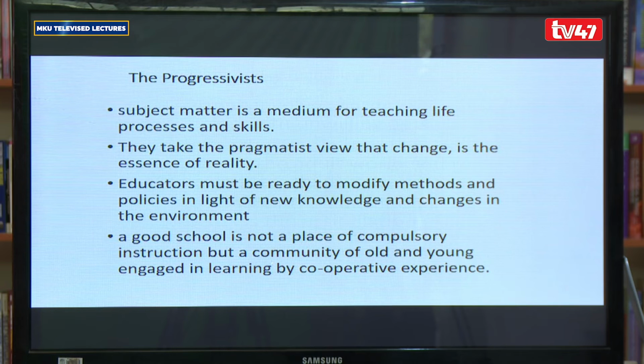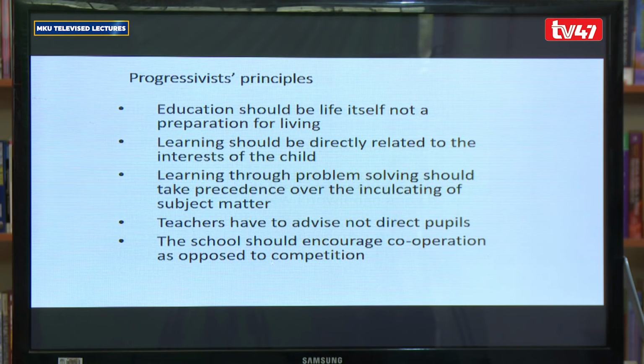The progressivists, on the other hand, look at subject matter as a medium for teaching life processes and skills. They take the pragmatist view that change is the essence of reality. Educators must be ready to modify methods and policies in light of new knowledge, and changes in the environment are critical to the education process. A good school is not a place of compulsory instruction, but a community of old and young engaged in learning by cooperative experience.